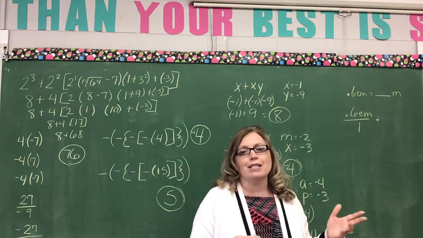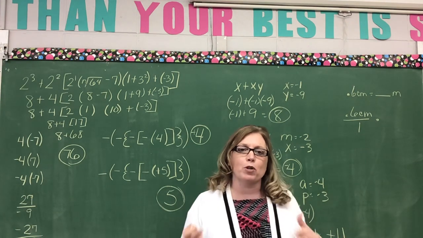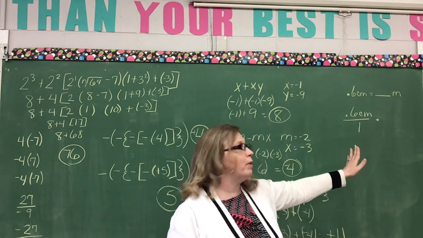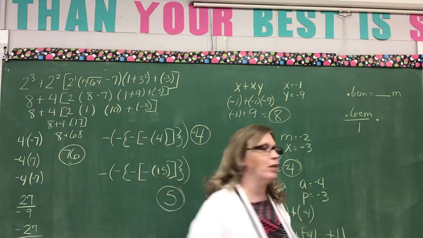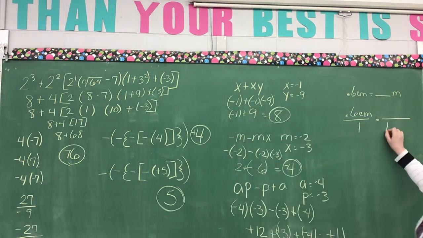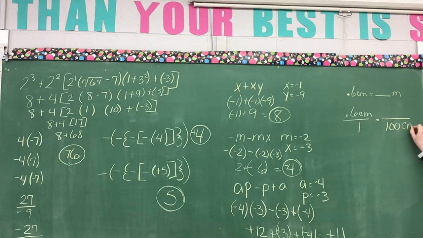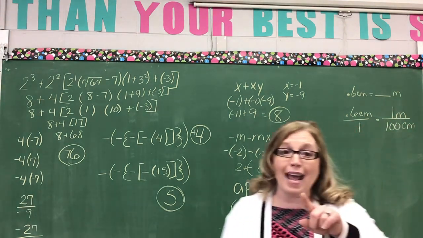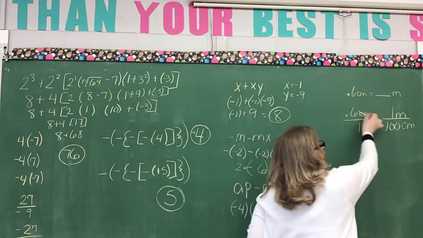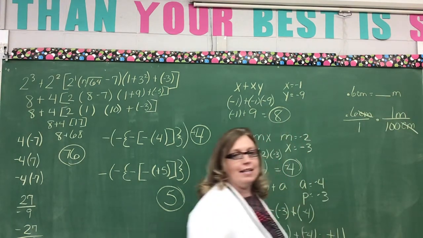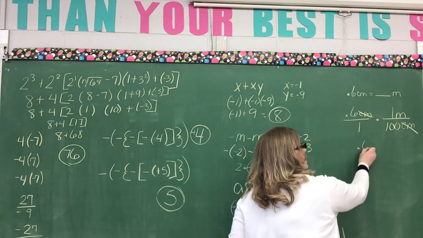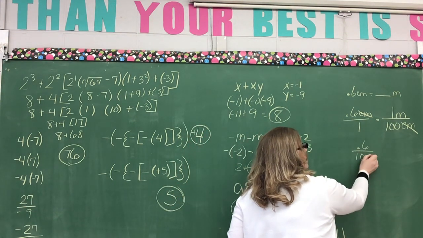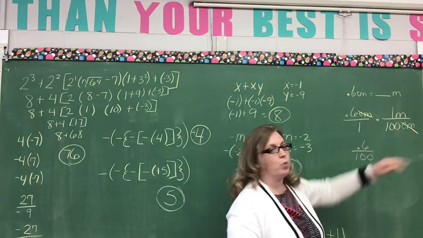Or 100 centimeters equals 1 meter. It doesn't matter which way I say it. Which way am I going to put it up here? I want to get rid of the centimeters. So I'm going to put 100 centimeters over 1 meter. Now, I can very easily cross out my centimeters and say 0.6 times 1 is 0.6. And I'm going to divide that by 100.